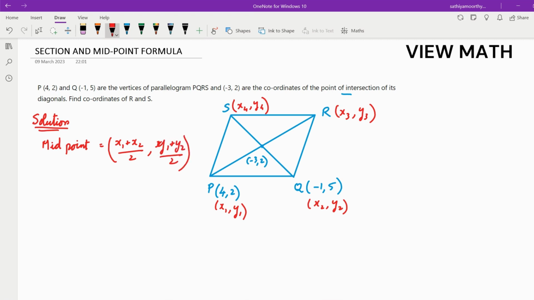Now I'm going to take the diagonal PR. One coordinate I know, and I know the midpoint. I'm going to find out the R coordinate.